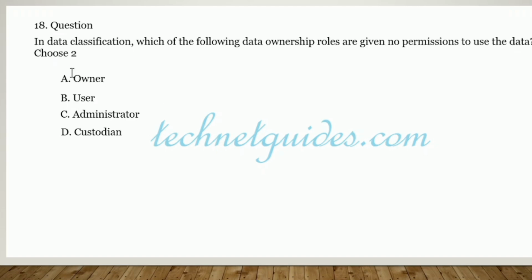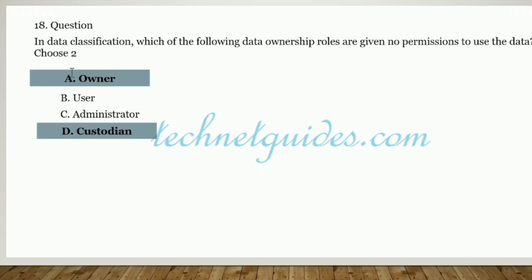Question number 18. In data classification, which of the following data ownership roles are given no permissions to use the data? Choose two. Option A owner, option B user, option C administrator, option D custodian. The answers are option A owner, option D custodian.